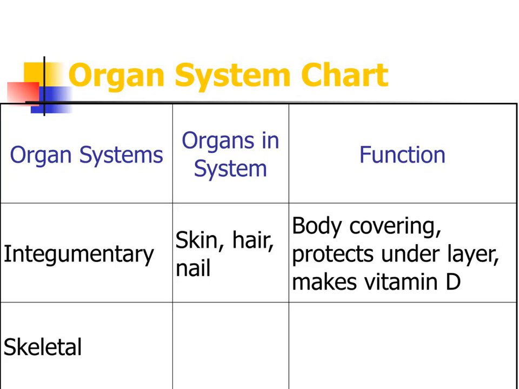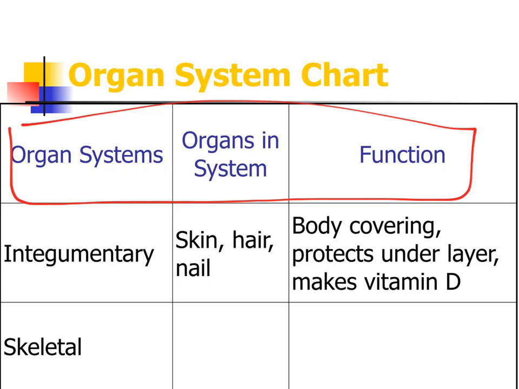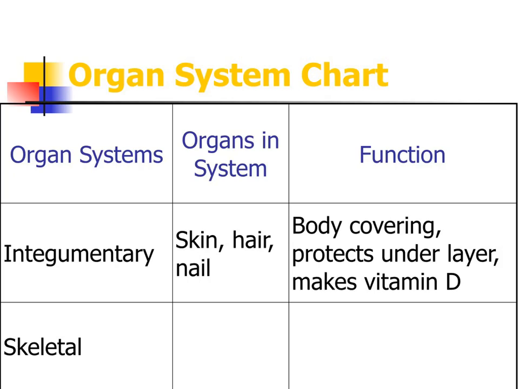You'll want to make the functions the biggest column and organs in system slightly smaller, and the smallest column should be the organ systems, the first column. Then you're going to create 12 rows. The first row is going to consist of the heading, and then you're going to have 11 systems, so altogether you should have 12 rows. The first system is done for you. Notice how the first one is the integumentary system. So as you go through the different slides, you're going to complete the chart as it goes along.